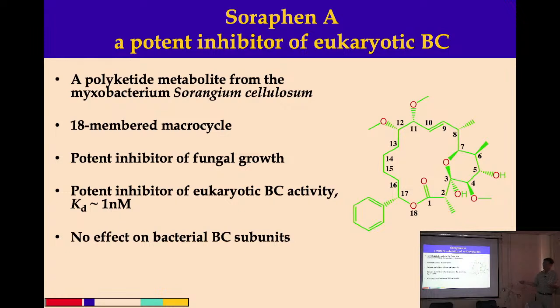Some other people found that there's a natural product called sorphin A. That's a potent inhibitor against eukaryotic, including human, BC activity, the BC domain, the internal half. So you can see this is the compound here, sorphin A, made by a Serrangium bacterium. It's a polyketide, an 18-member macrocycle, with 1 nanomolar Kd, as I mentioned. It's made by bacterium to kill fungus. So of course it doesn't kill bacteria because it doesn't want to kill itself. So it's selective against eukaryotic enzyme, but not active against bacterial enzymes.